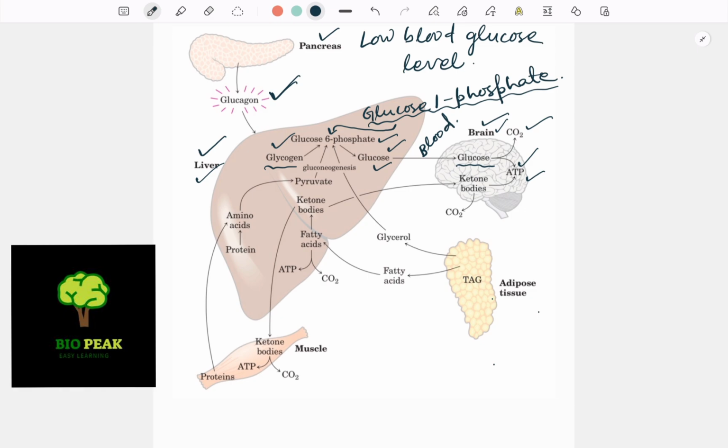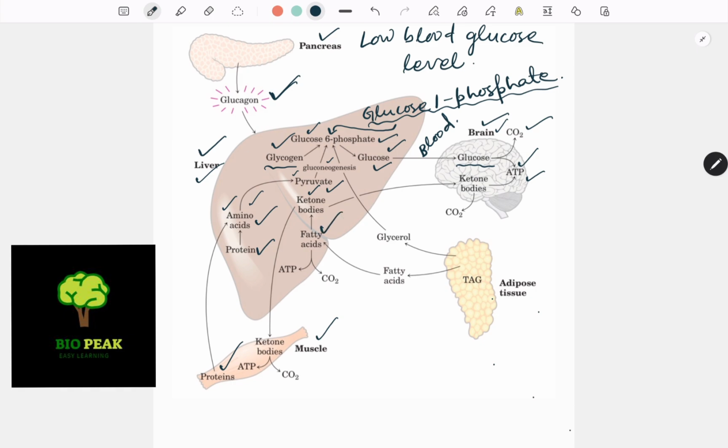The proteins present in the liver generally degrade into different types of amino acids. These amino acids are then converted into pyruvate. This pyruvate then goes through gluconeogenesis to form glucose 6 phosphate. The proteins present inside the muscle generally undergo degradation to produce amino acids in the liver. These amino acids are then converted into pyruvate.